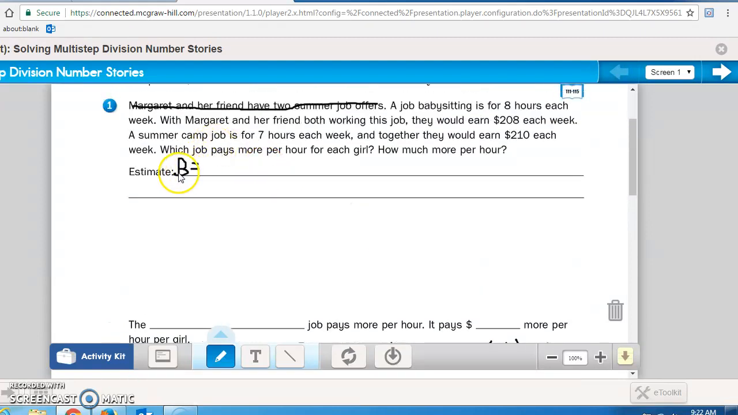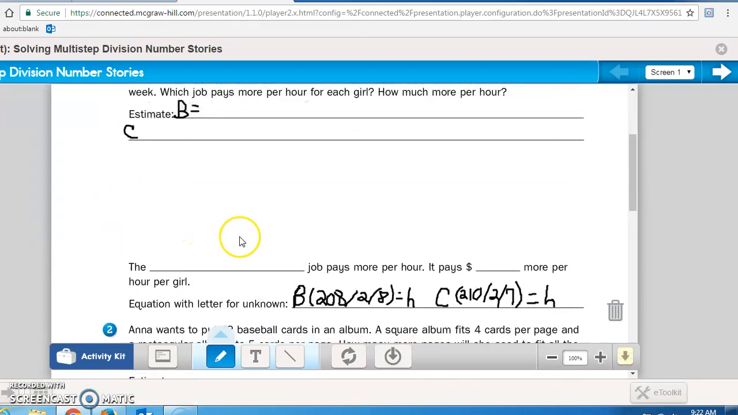So up here again, you're going to want to put B for babysitting, C for camp, and you're going to estimate. So 208, I would probably round to 210. I'm still going to divide by 2. And then my 8, I'm going to round up and divide by 10 again to come up with my answer. And with my other one, 210, again, close to 200. I'm going to divide again by the 2. And again, I'm going to round 7 up to 10 and then come up with my answer.